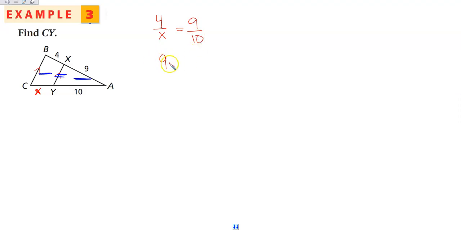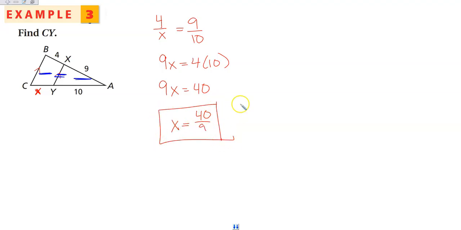All right, we cross multiply. We get 9x equals 4 times 10. So 9x equals 40, and we divide both sides by 9 to get 40 over 9, and we leave that alone because we don't have any context, and we're not told to round to the nearest anything. So just leave it as 40 over 9.